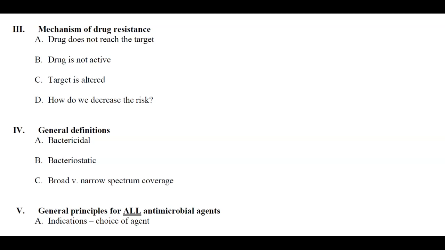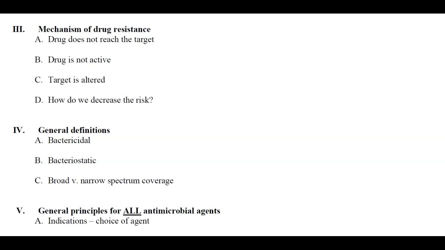Mechanism of drug resistance. When we say resistance, we're talking about the lack of effectiveness of the antibiotic. So we're going to talk about how the body becomes resistant to the drug. The drug does not reach the target. That's a common reason why. It doesn't get to the site of action.